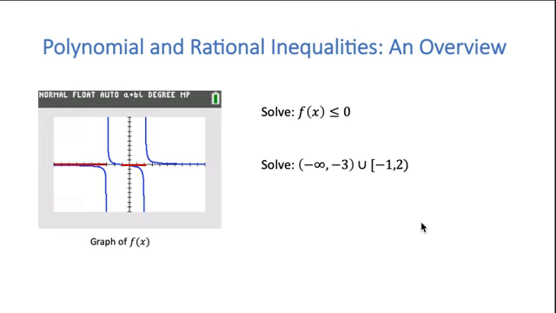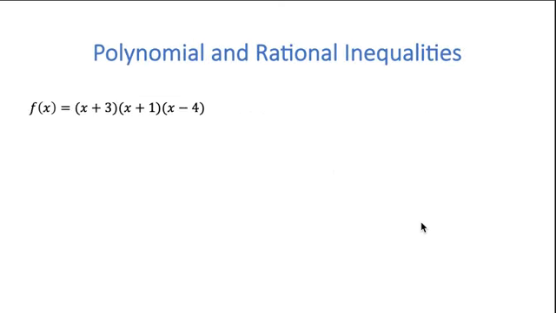Let's go through this algebraically. So we have a polynomial function defined this way, and we want to know, when is this polynomial function greater than or equal to 0? So that means we have to solve the inequality x plus 3 times x plus 1 times x minus 4 is greater than or equal to 0.